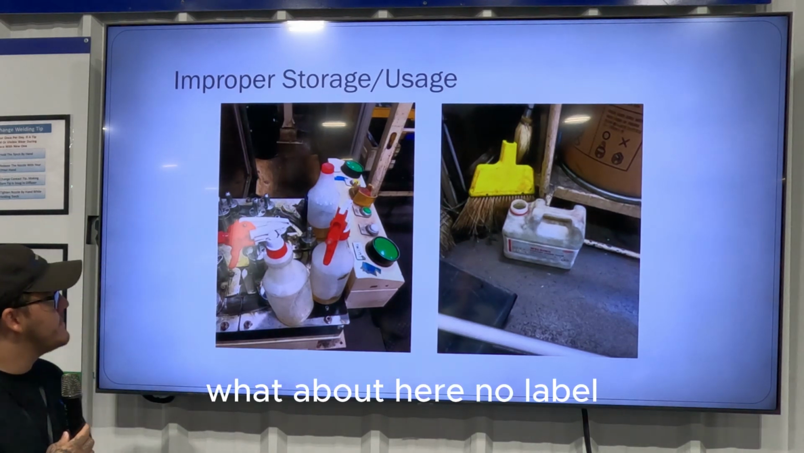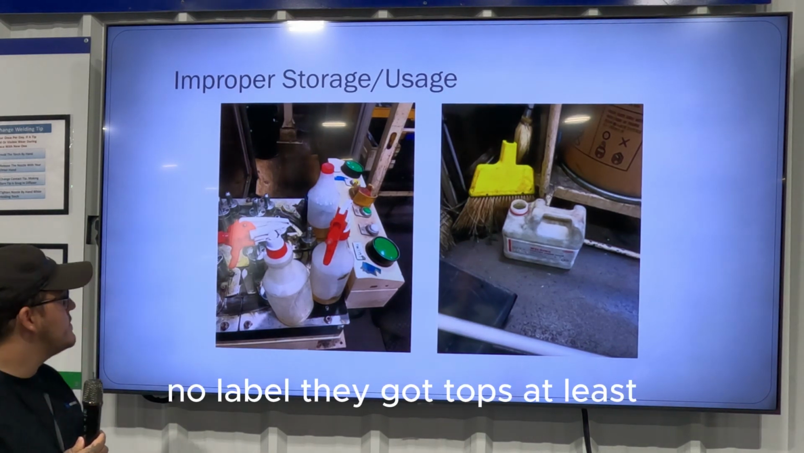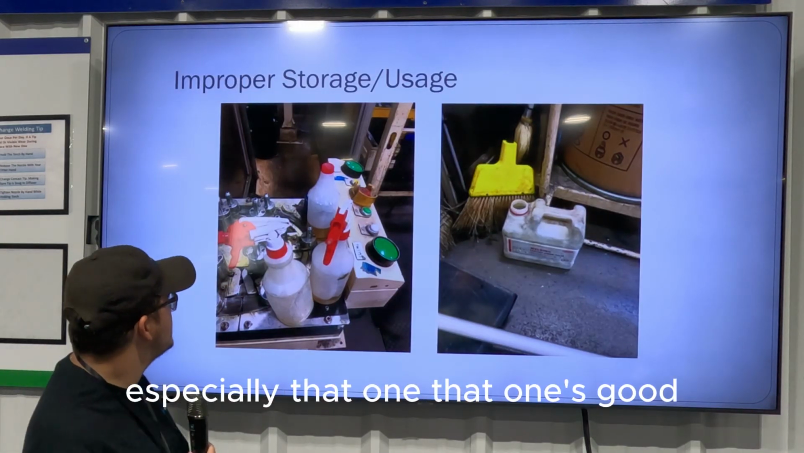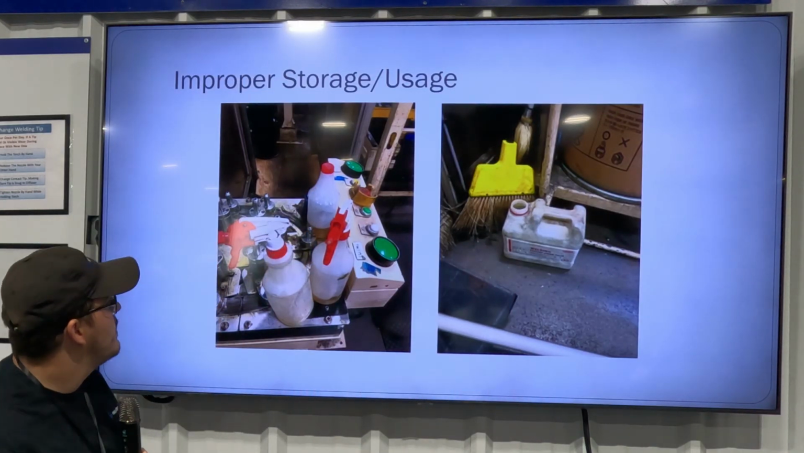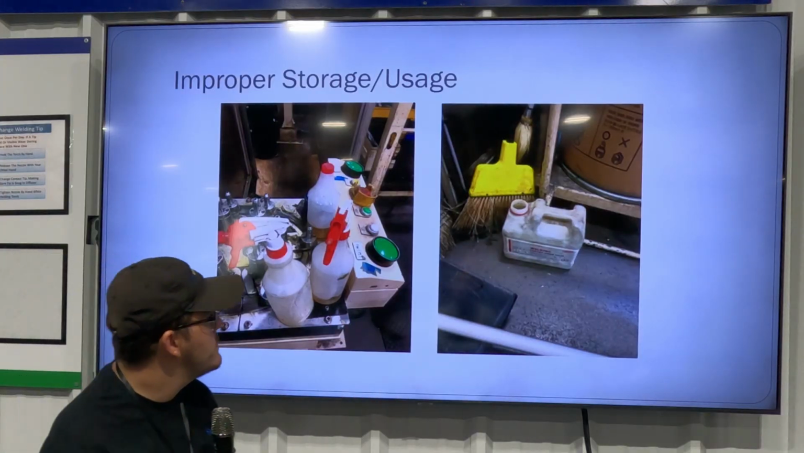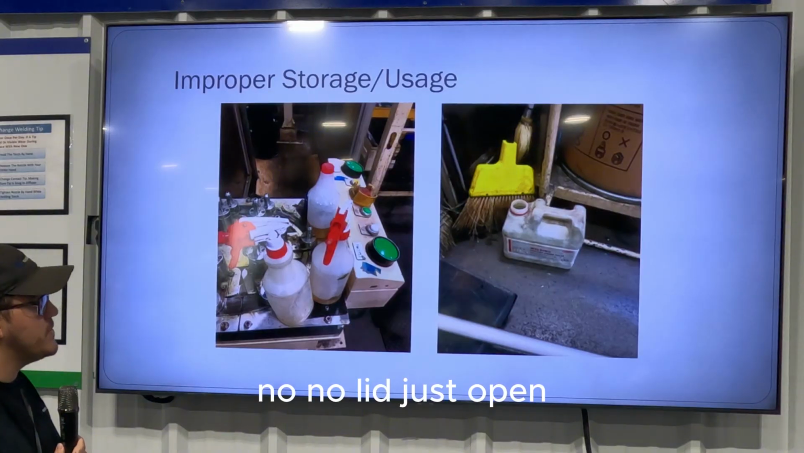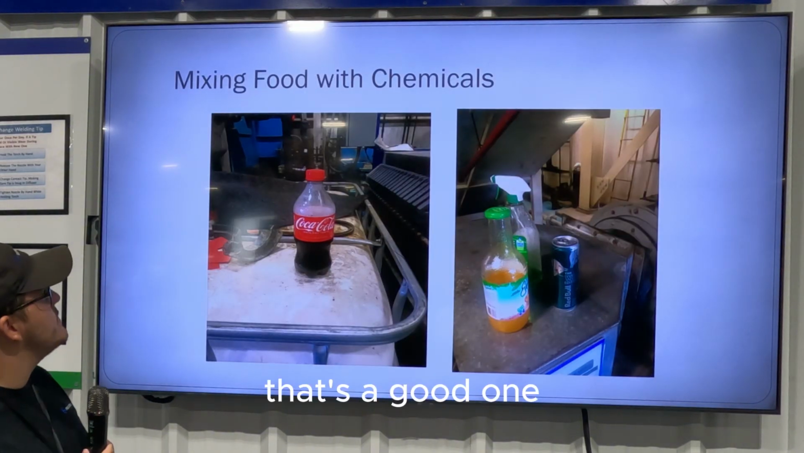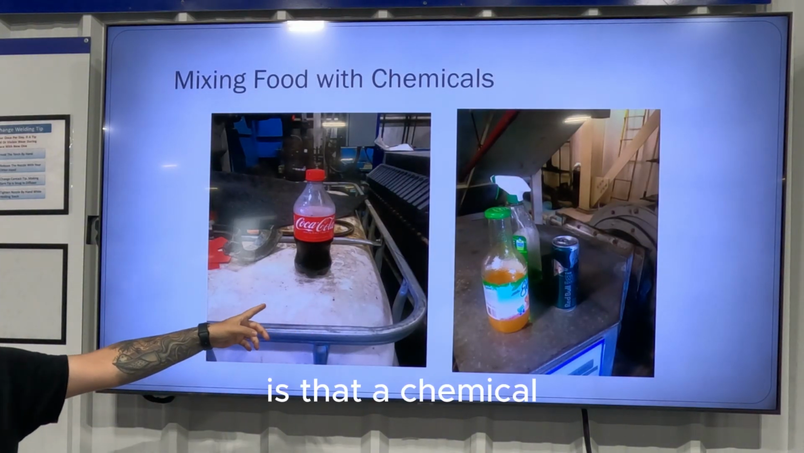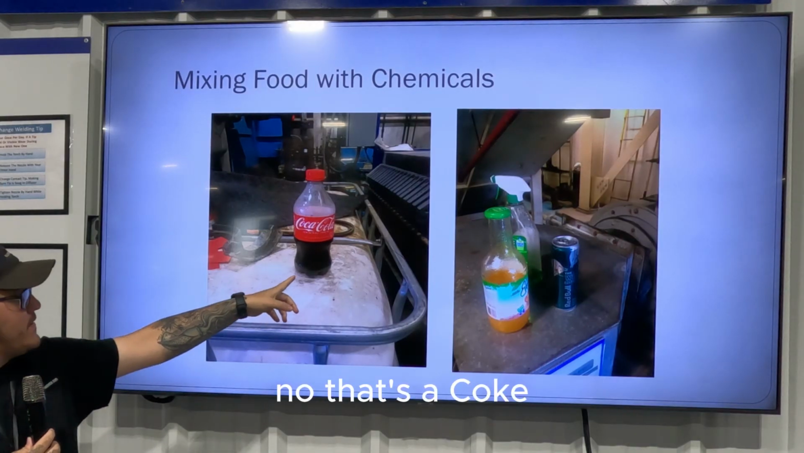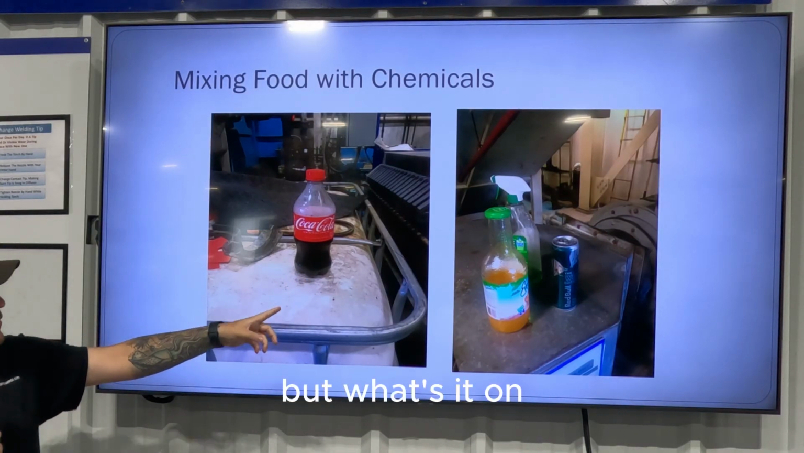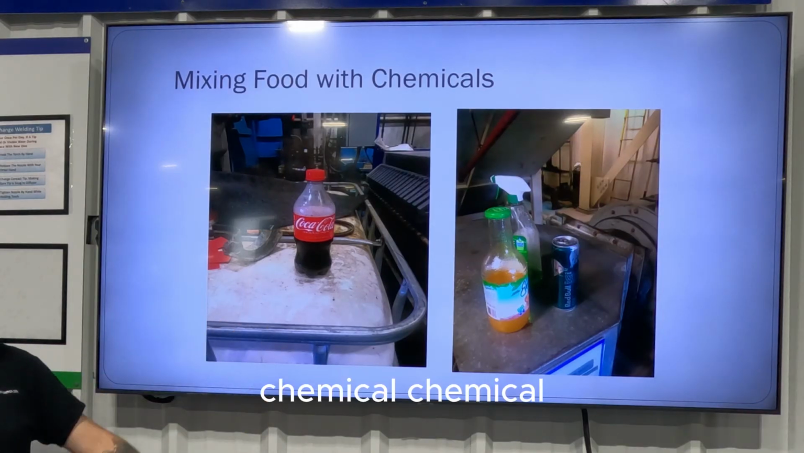What about here? No label. A label. They got tops at least. Especially that one. That was good. No labels. Same there. No label. No lid. Just open. That's a good one. Is that a chemical? Yeah. No, that's a coat. But what's it on? Chemical. Chemical.